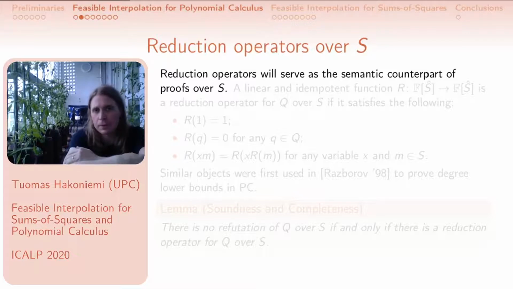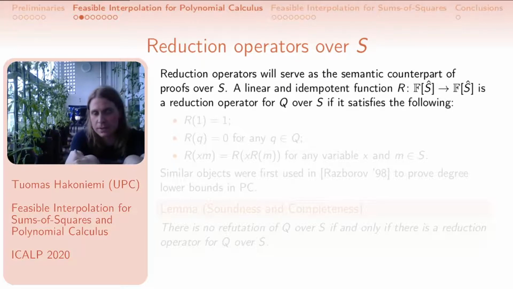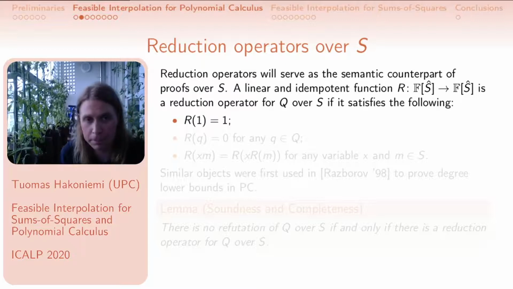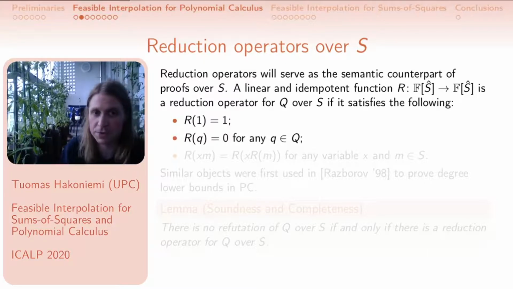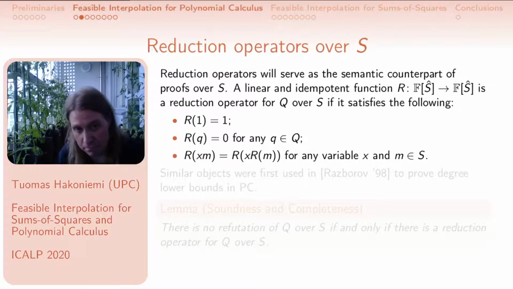So as a semantic counterpart for proofs over S, we introduce what I call the reduction operators over S. A reduction operator is a linear and idempotent function from the polynomials over S hat to itself, satisfying the following. It maps the constant polynomial 1 to 1, each axiom to 0, and satisfies the following kind of distribution property.